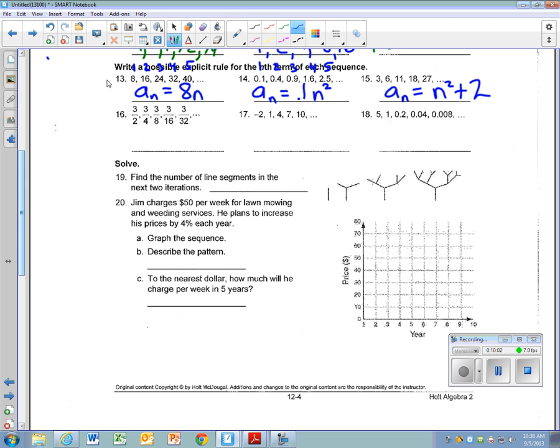What's the difference between 3 and 6? 6 and 11. 11 and 18. 18 and 27. Now, are those constant? They're different each time, right? And because they're different each time, it's not linear. So this is linear. See how these each go up by 8 each time? That's constant. It's linear.